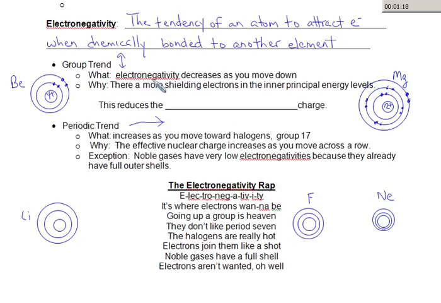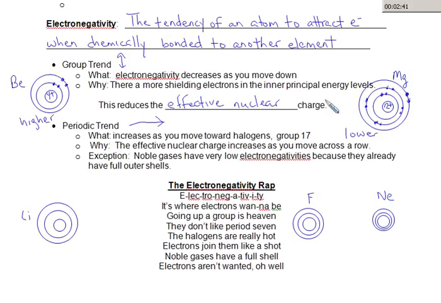So electronegativity decreases as you move down. That's because there are more shielding electrons in the inner principal energy levels. This reduces the effective nuclear charge. So this one has a higher electronegativity, and this one has a lower electronegativity. Now, it happens that since both of these are in the alkaline earth metals, they have relatively low electronegativities, but beryllium's is higher than magnesium's.